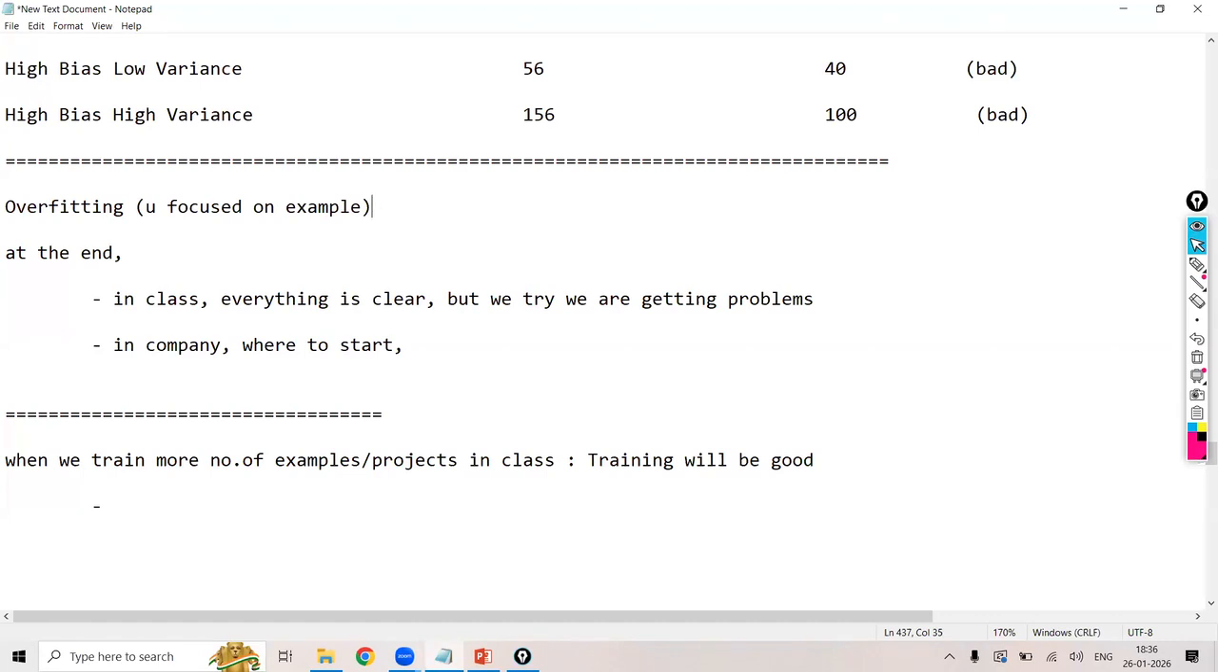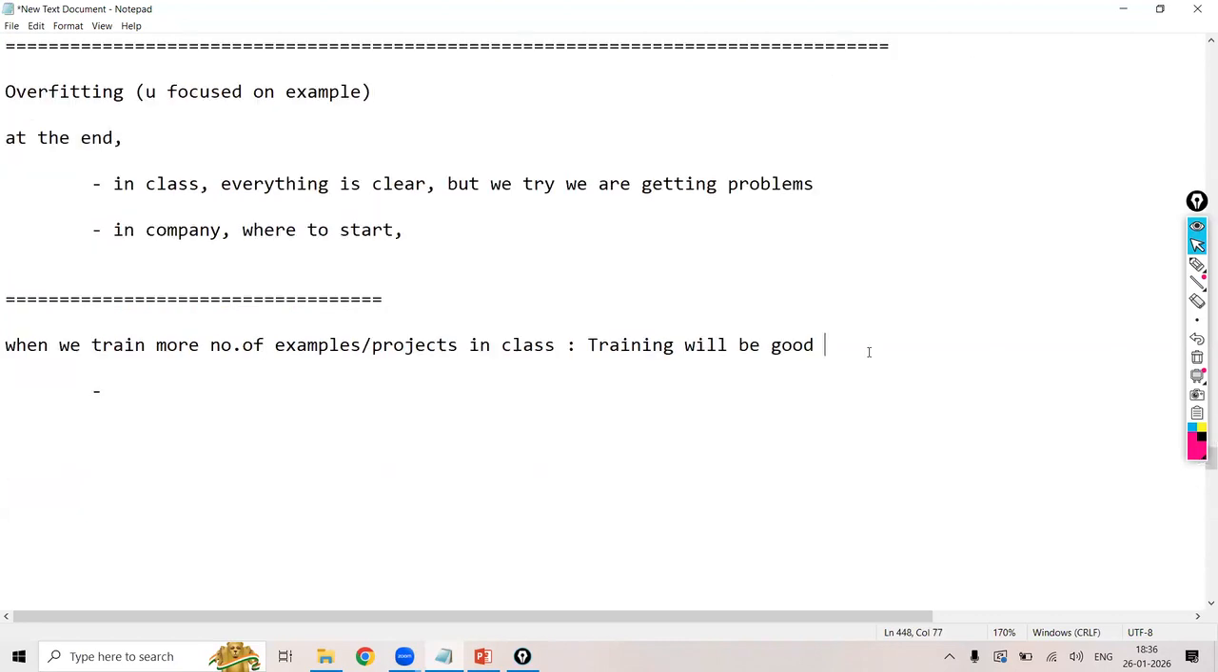You are trying to focus on the example. That example will always be clear. So whenever we train on more examples, automatically the training will be more clear. But when we try on the new data, the problem starts. So similarly here also, in the non-linear regression, what happens? Linear and non-linear both are the same degree only, right?